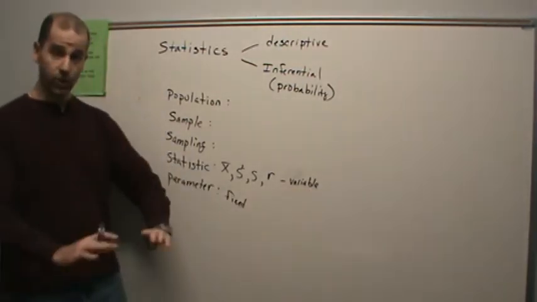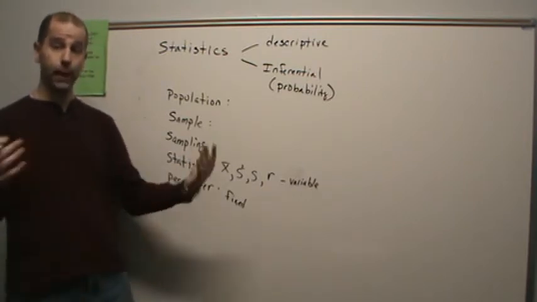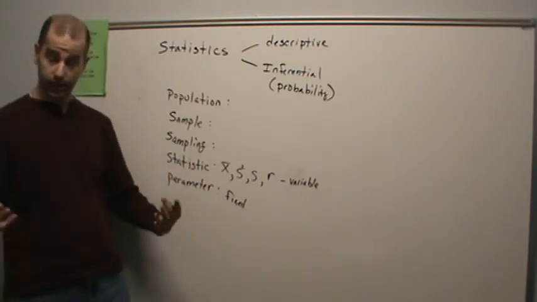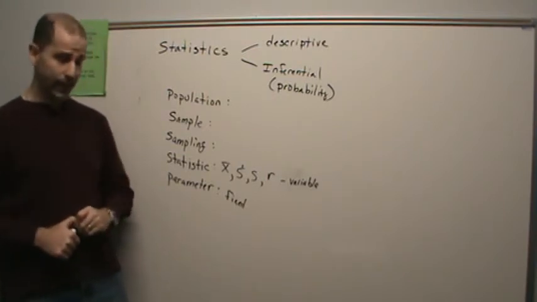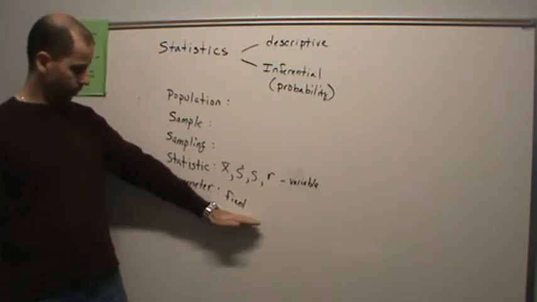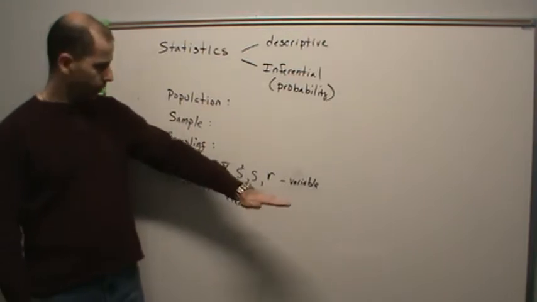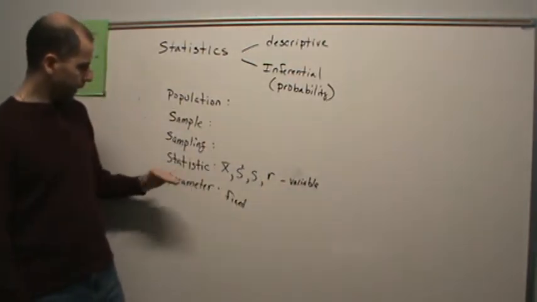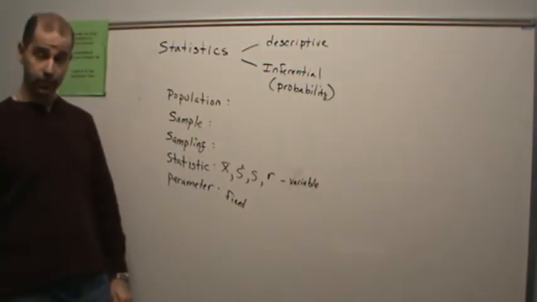Parameters are fixed. Once you know the parameter of a population, that's what it is. It doesn't change, unless the whole population changes, which it can over time. And we'll talk more about that. But in general, parameters are fixed. They are what they are. Statistics are variable. They change from sample to sample.